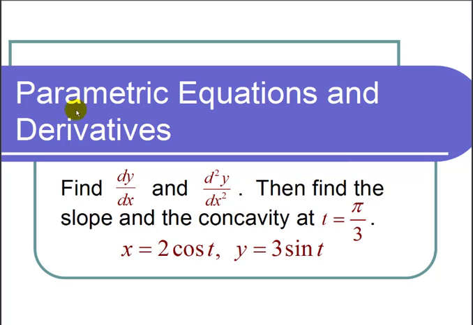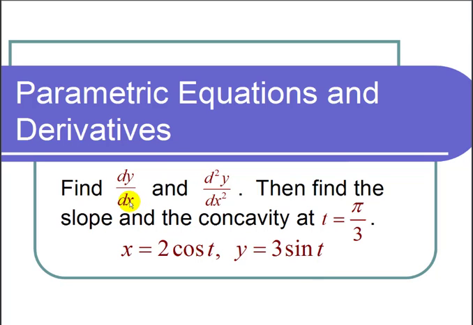This is a video on parametric equations and derivatives. The question states, find dy over dx and d squared y over dx squared. Then find the slope and the concavity at t equal pi over 3. We have the parametric equations x is equal to 2 cosine t and y equals 3 sine of t.